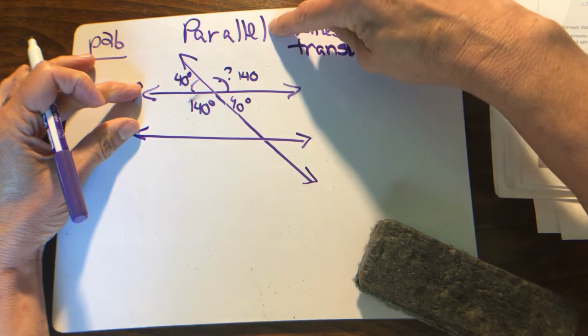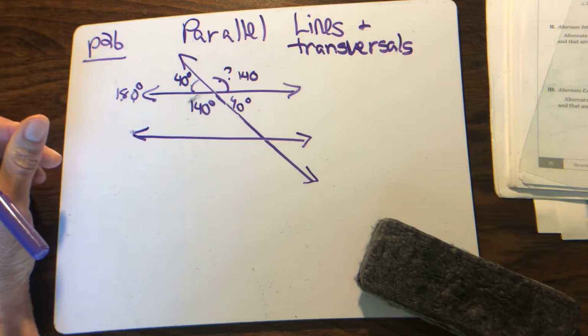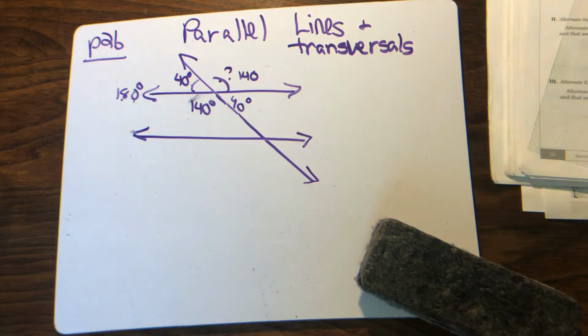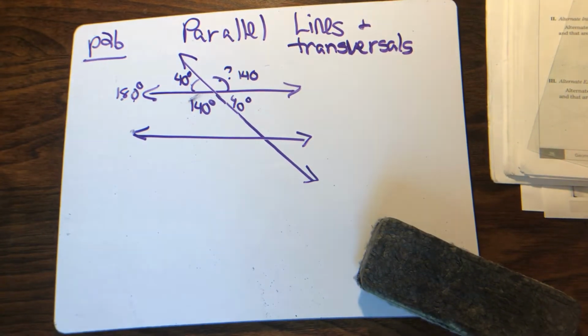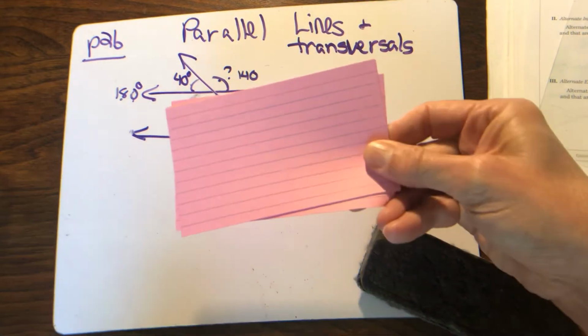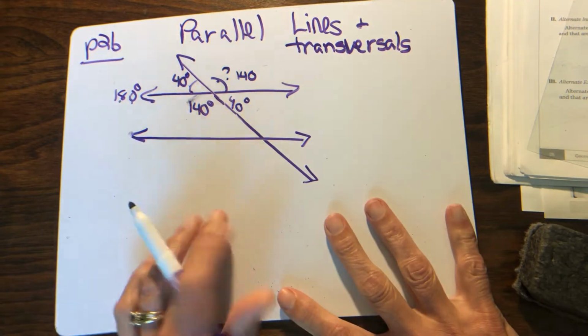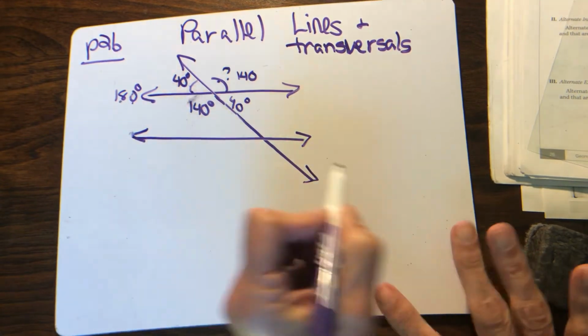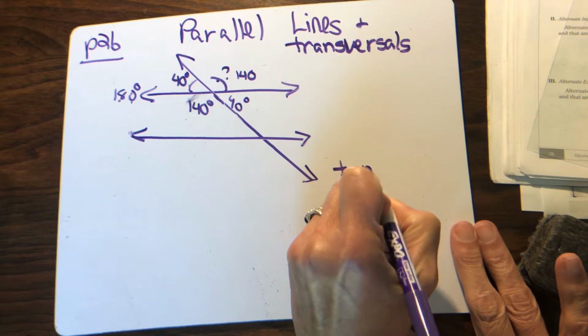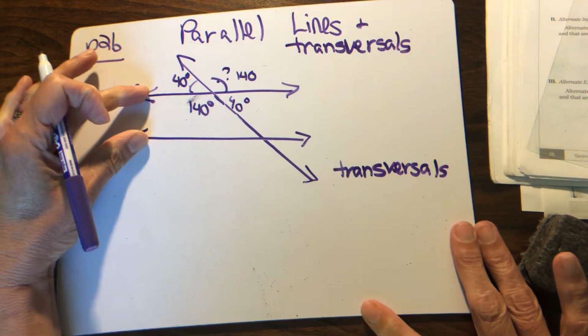Remember what parallel means, and if you're not sure, you need to get your note card out. Time for you to write on it. In fact, you should be writing this stuff on your note card. Parallel lines and transversals. So get your note card out and start filling it out. So when you have this situation here, this is called a transversal. It is a line that crosses parallel lines.